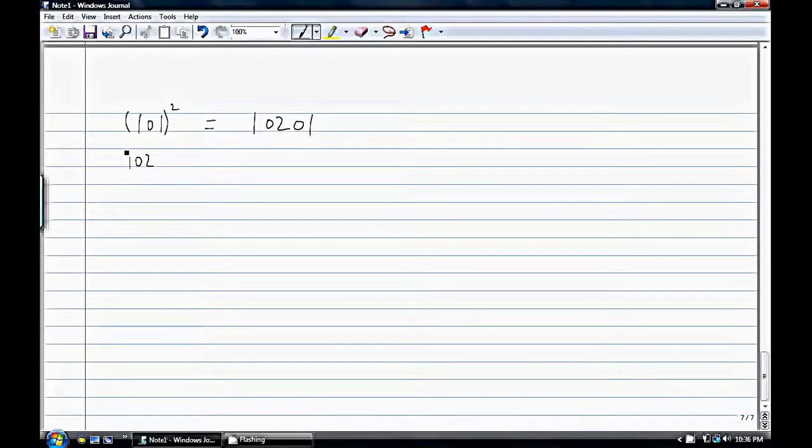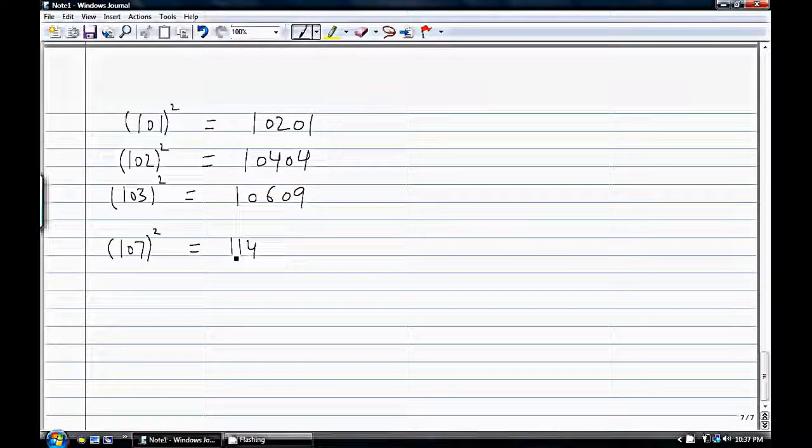If it's 102, then I take the square, and it will be multiply 2 by 2, that is 04, and then 2 square is again 04. Similarly, 103 square is equal to 10609. 107 square is equal to 7 2s are 14, so 114, and 7 7s are 49.